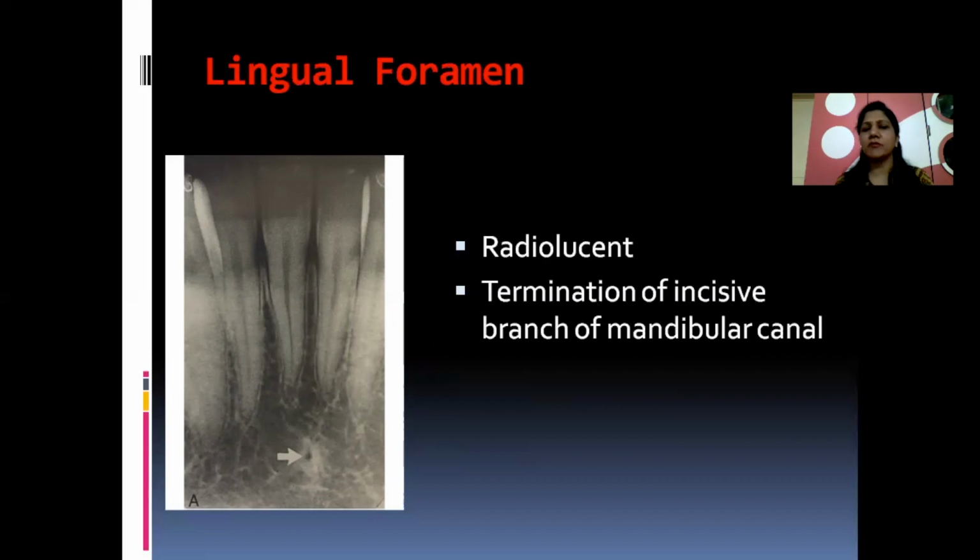Now why am I saying small and round? Because it is the opening for the terminal branches of the incisive nerve. Now, the landmark is present in the midline near or below the apices of the central incisors. You can appreciate very well this is a foramen, and the foramen, as I am saying, will be somewhat more round in shape.